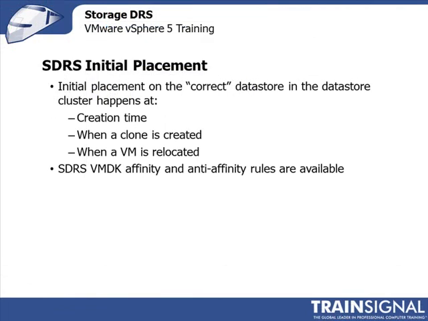One of the ways that Storage DRS helps you is on initial placement of virtual machines. Initial placement means at creation time, when the virtual machine is created, when a clone of the virtual machine is created, or when a virtual machine is relocated to a different data store or data store cluster. This ensures that the virtual machine is placed on the correct data store, being the one with the most space available and the least latency. SDRS virtual machine disk affinity and anti-affinity rules are also available to ensure that, say, one particular virtual machine's disks aren't all on the same data store or data store cluster. There are different things you can do, and I'll be covering those in just a second.